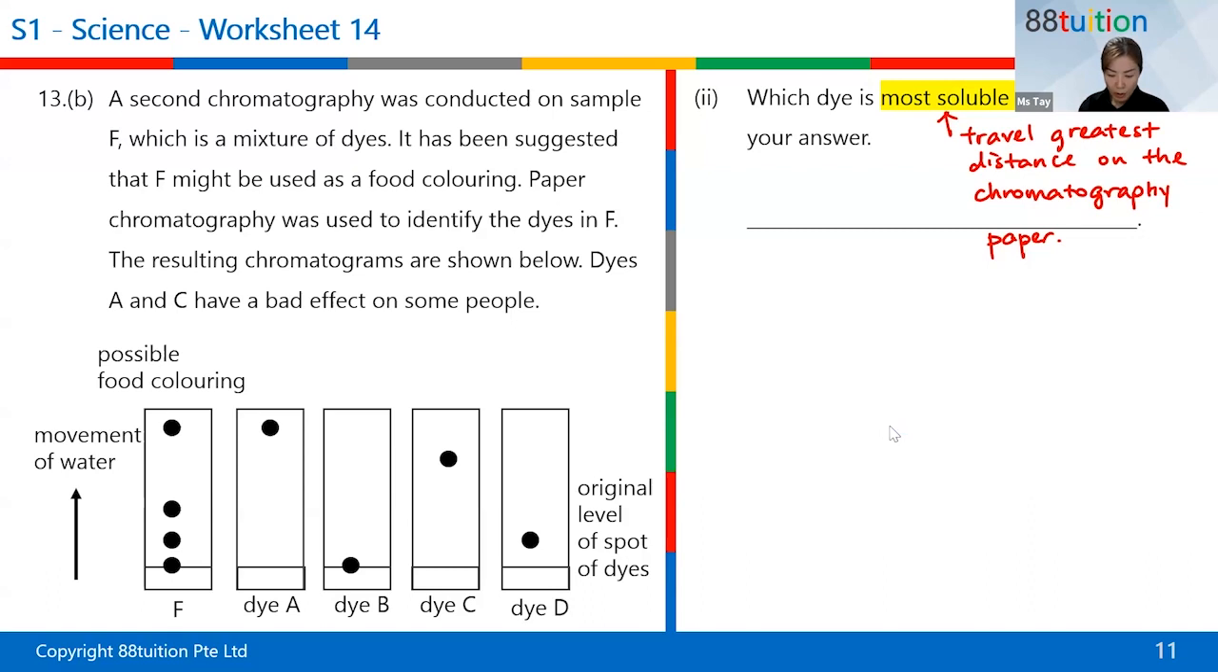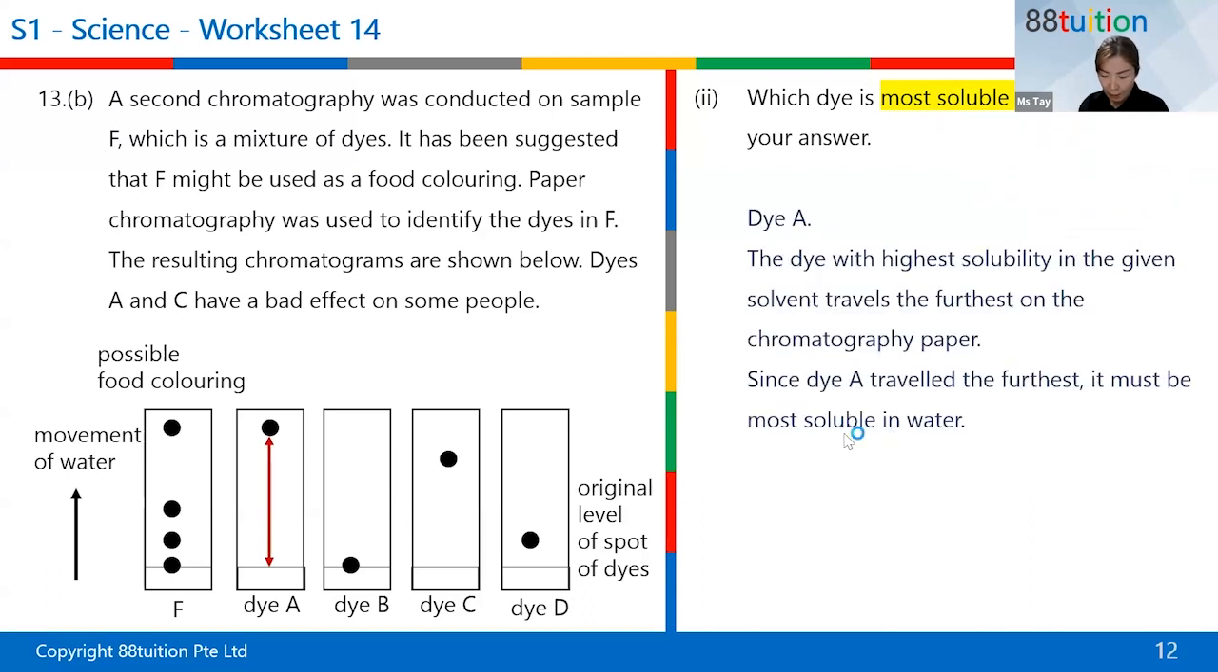Okay, so in this case, it has to be dye A. Why? Because dye A has the highest solubility as it has traveled the furthest on the chromatography paper. Okay, since dye A traveled the furthest, it must be the most soluble. Okay, so this is actually the claim.